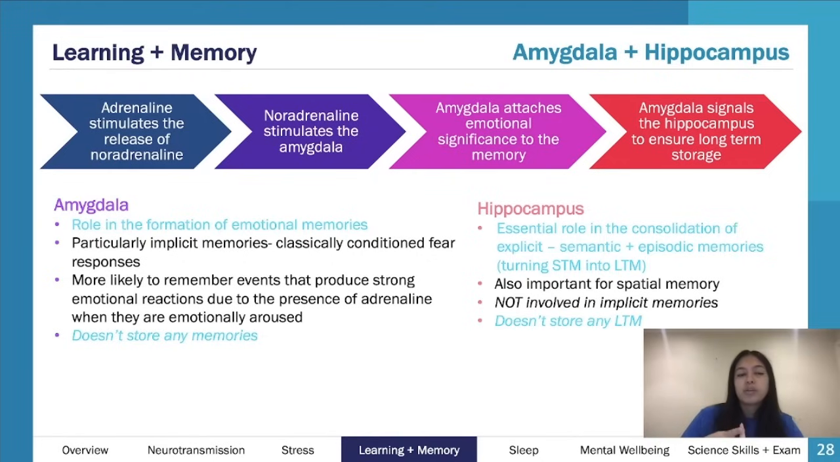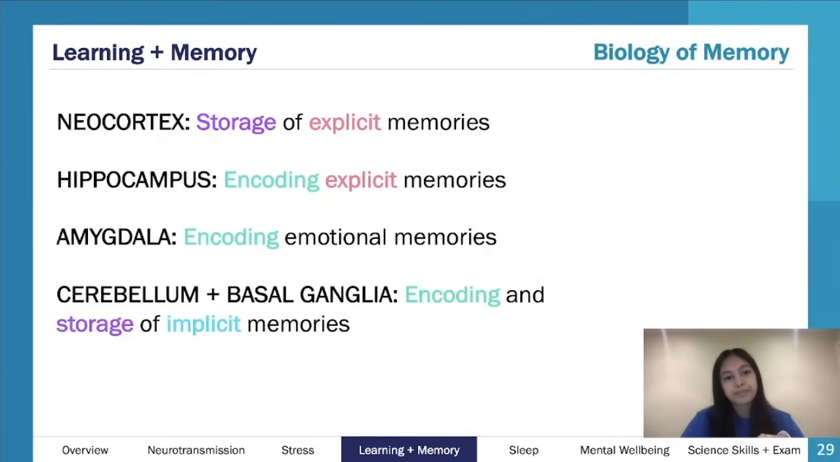A really, really important point: the amygdala and hippocampus are very important with consolidation of memories, not with storage. They do not store. They're just like little intermediate checkpoints that your memories pass through, but they don't stay there. Where they stay is the neocortex. This is for your long-term explicit memories. Your neocortex is the outer layer of your brain, so your long-term memories are sitting there all over the brain.